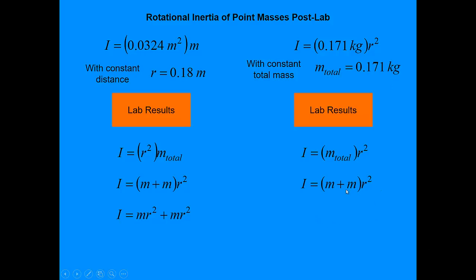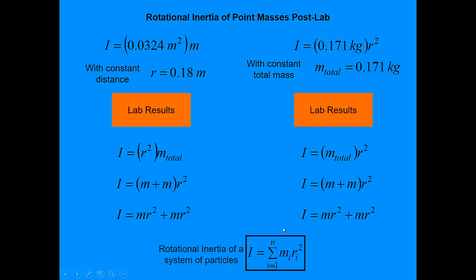And if we distribute through, it looks like in both cases our lab is telling us that the rotational inertia of point masses is basically summing up the mr squareds. And this would be from i equals 1 to n. This again is summation notation, which we saw in a similar way for a center of mass.